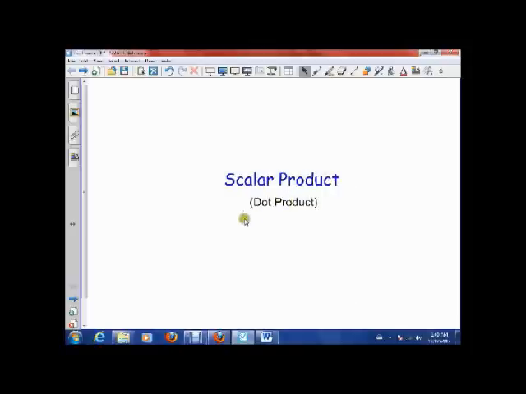Hey folks, so today our job is to figure out how to multiply vectors. Now that doesn't really mean much in the sense of the word multiply, but we do call it a product. This one in particular we call a scalar product or a dot product because it's denoted by a dot. So if we're going to multiply two vectors, it'll be A dot B.